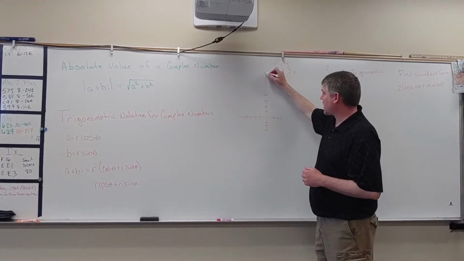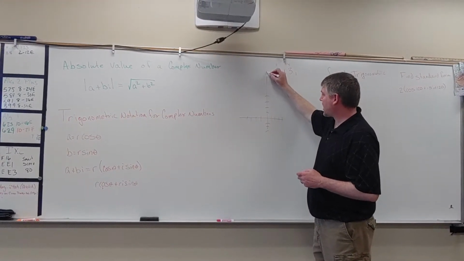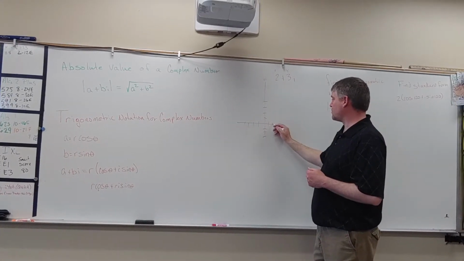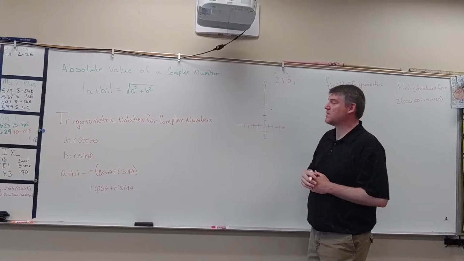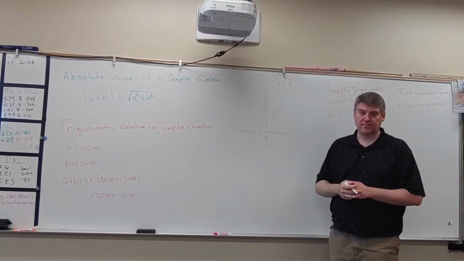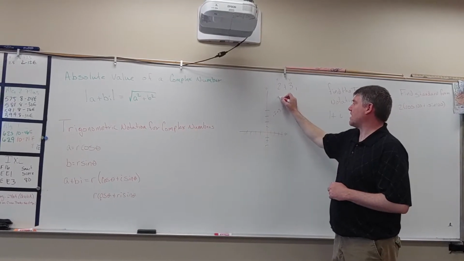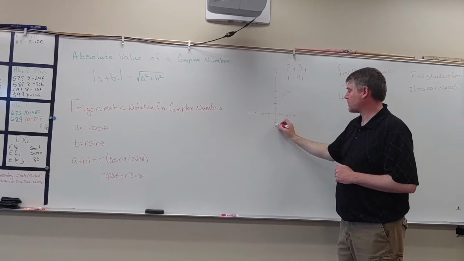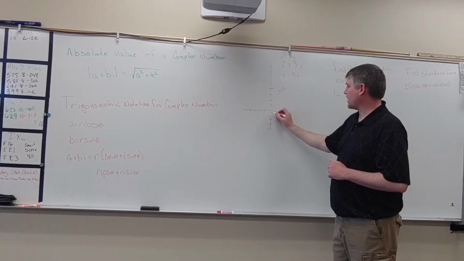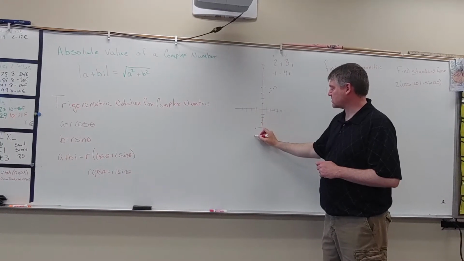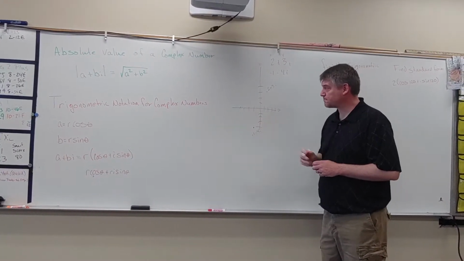So this is my bi, and this is my a. And so I would go over 2, up 3, and that would be my graph of 2 plus 3i. So if I had negative 1 minus 4i, I'd go left negative 1, down 4, so this is negative 1 minus 4i.